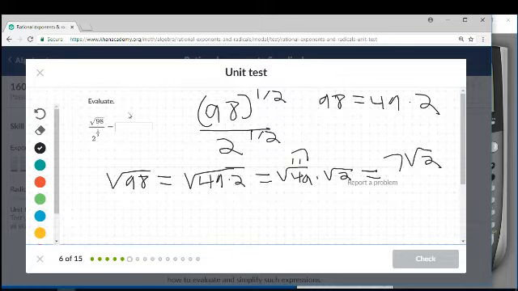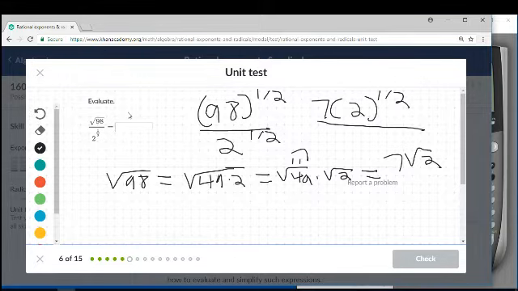All right. When we rewrite this fraction, we can rewrite this as 7, the square root of 2 times 2 to the 1/2 over 2 to the 1/2. And you can see that these 2's to the 1/2 can cancel out, and you'll just have 7.